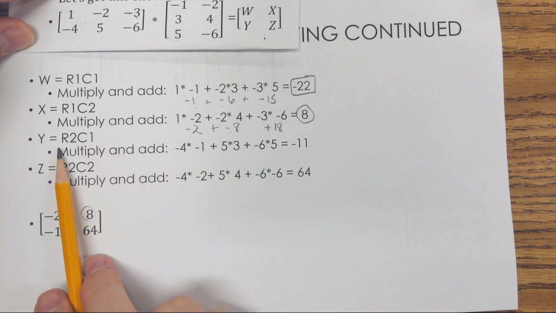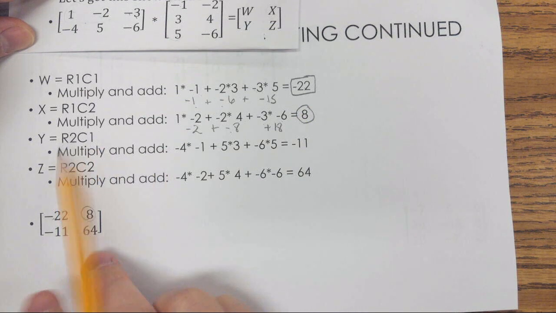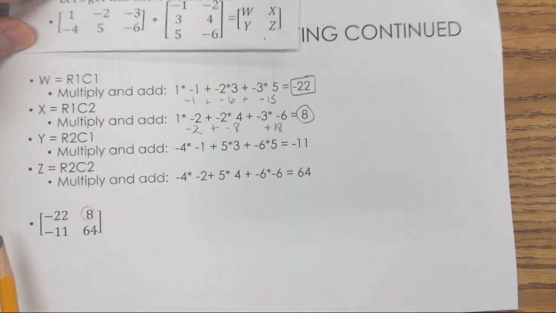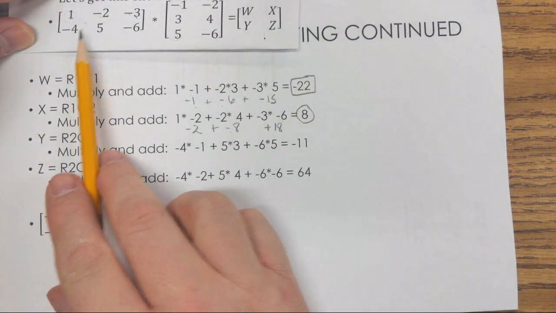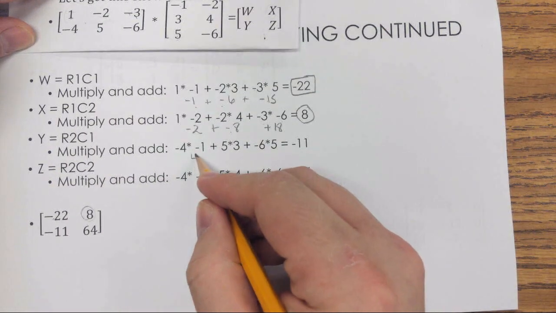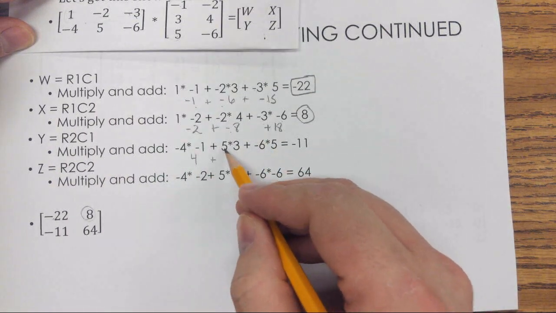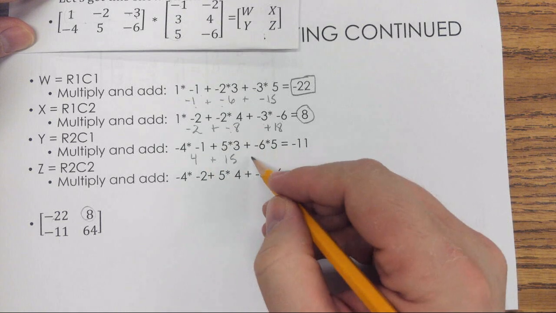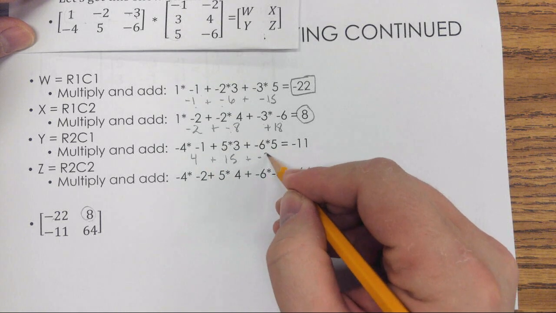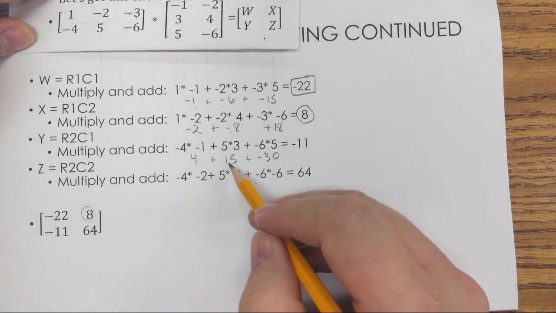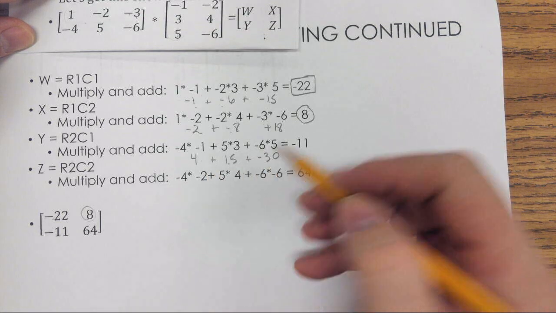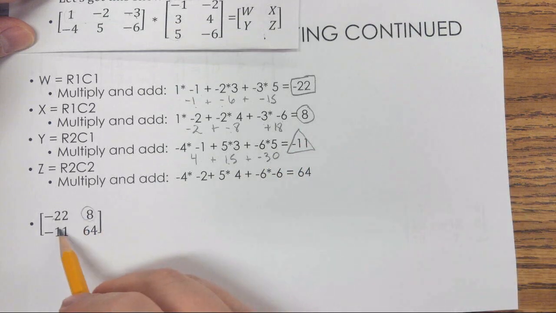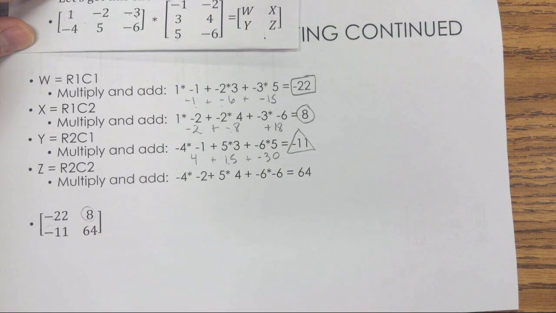Alright. Now I take row 2 and multiply it by column 1. -4 times -1 is +4. 5 times 3 is 15. -6 times 5 is -30. 4 plus 15 is 19, plus -30 is -11. Here's my -11 right there.